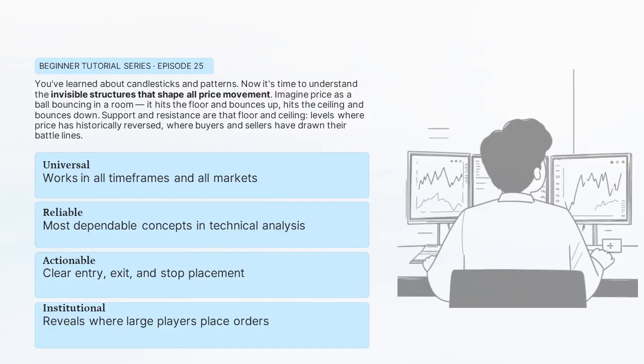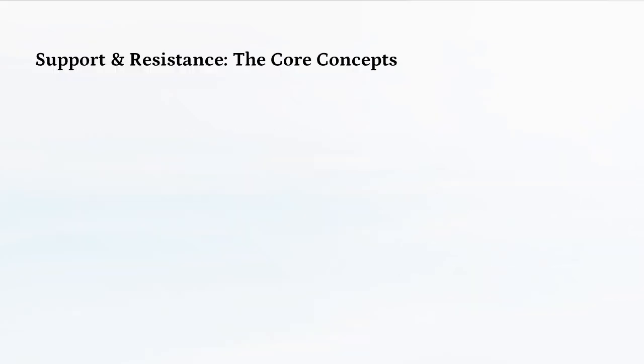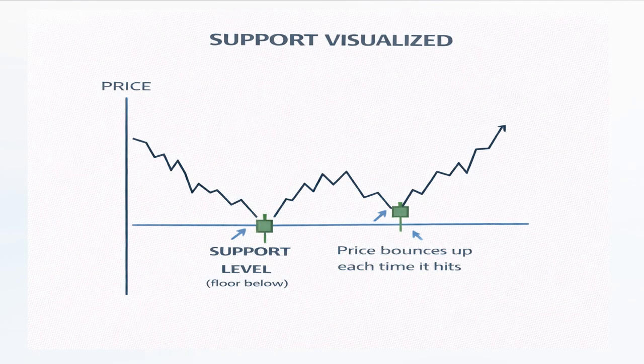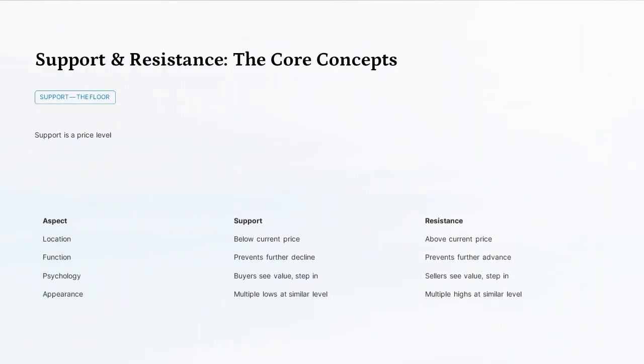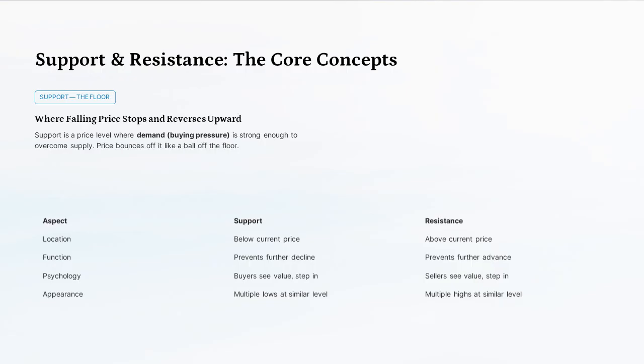Let's begin. Let's define these two concepts clearly and understand the psychology behind them. Support, the floor. Support is a price level where demand, buying pressure, is strong enough to overcome supply. When price falls to a support level, it tends to bounce back up.